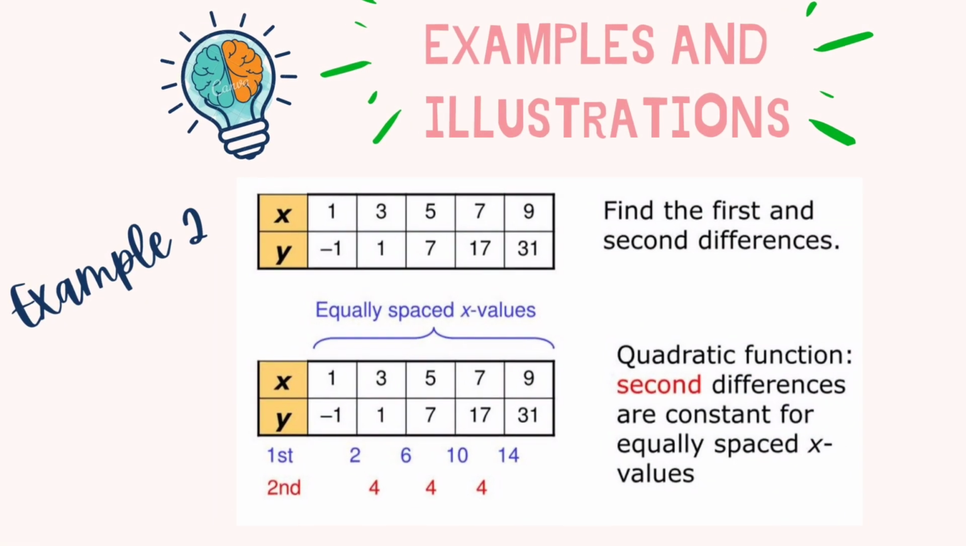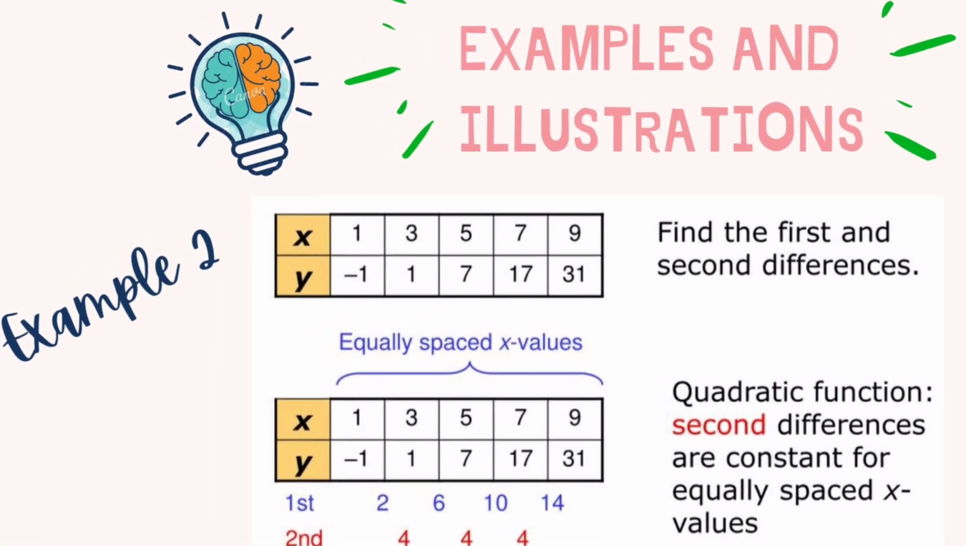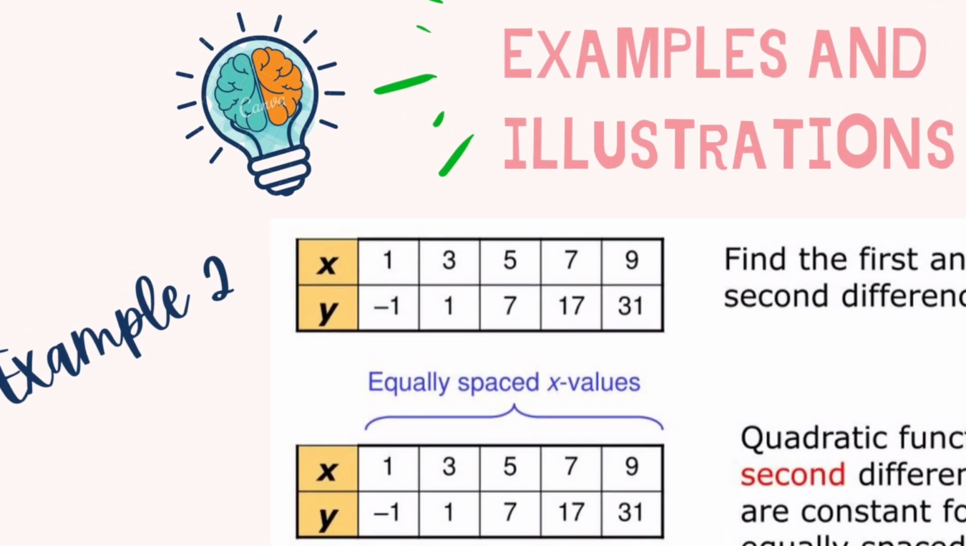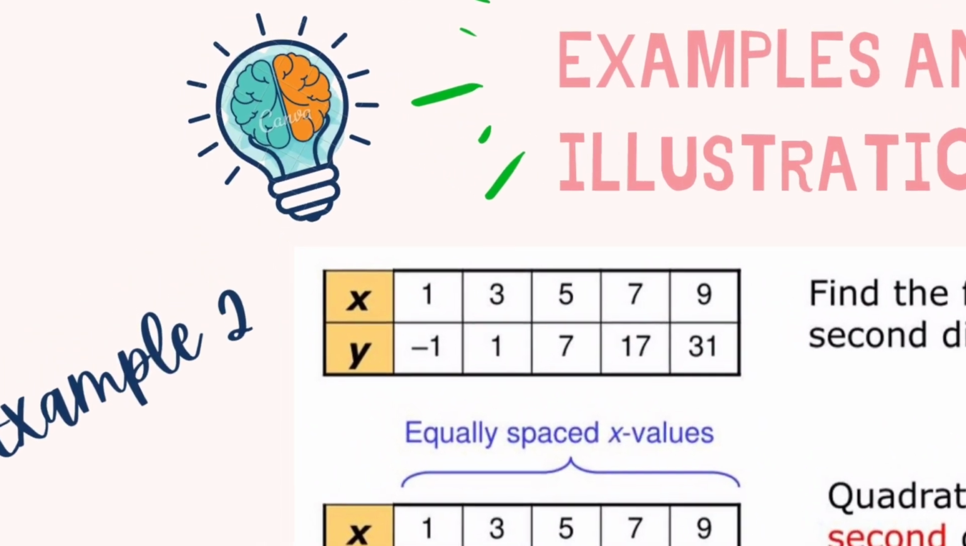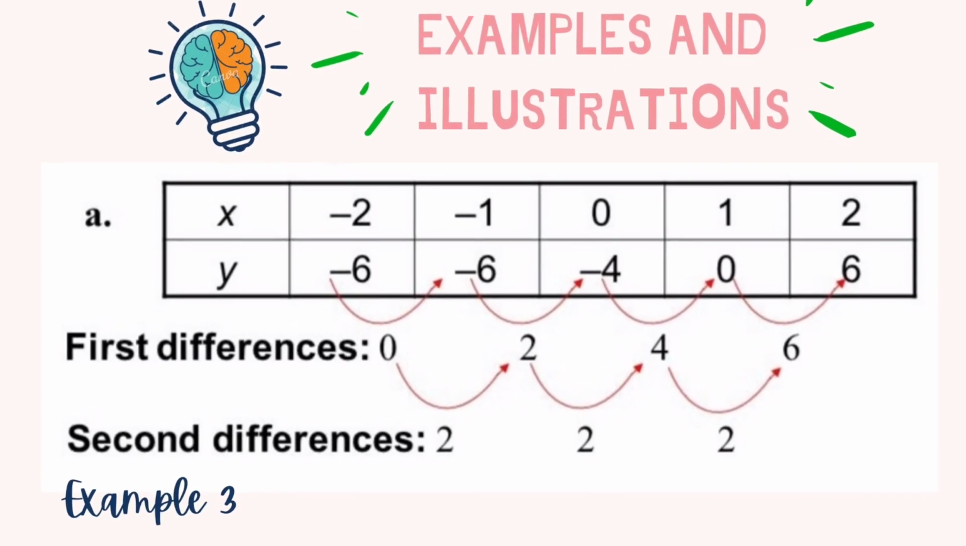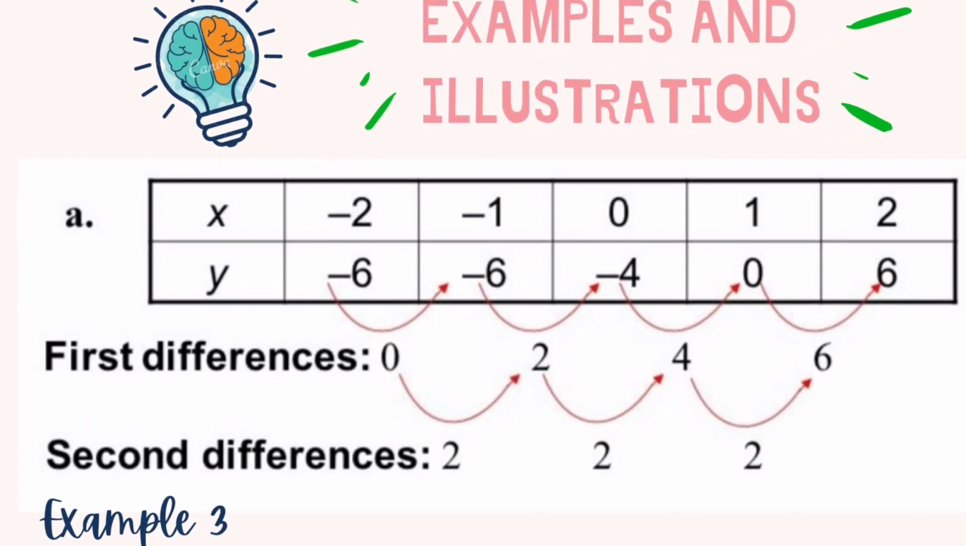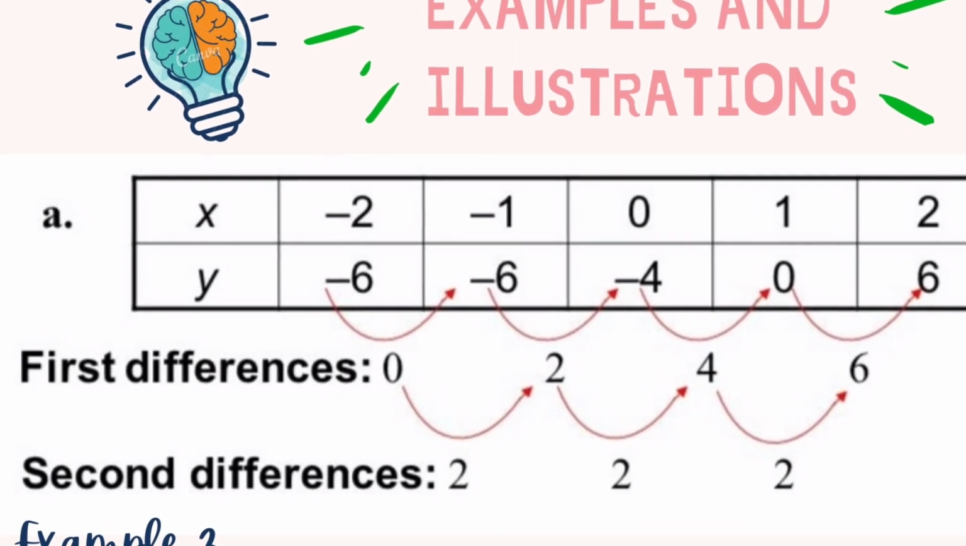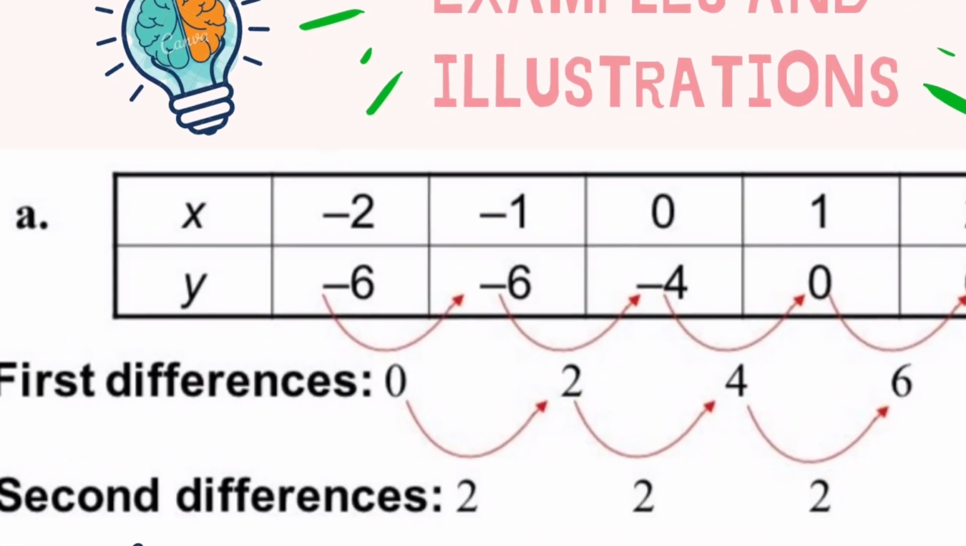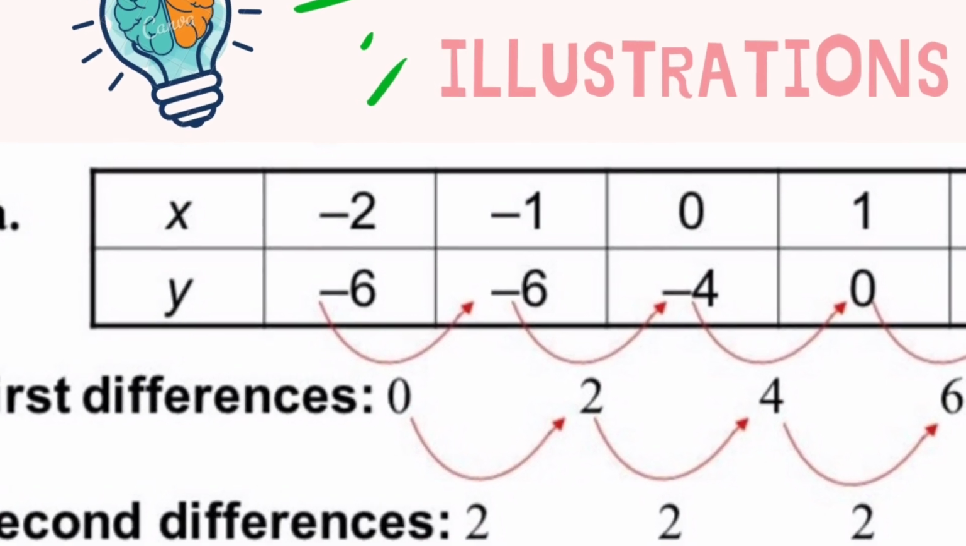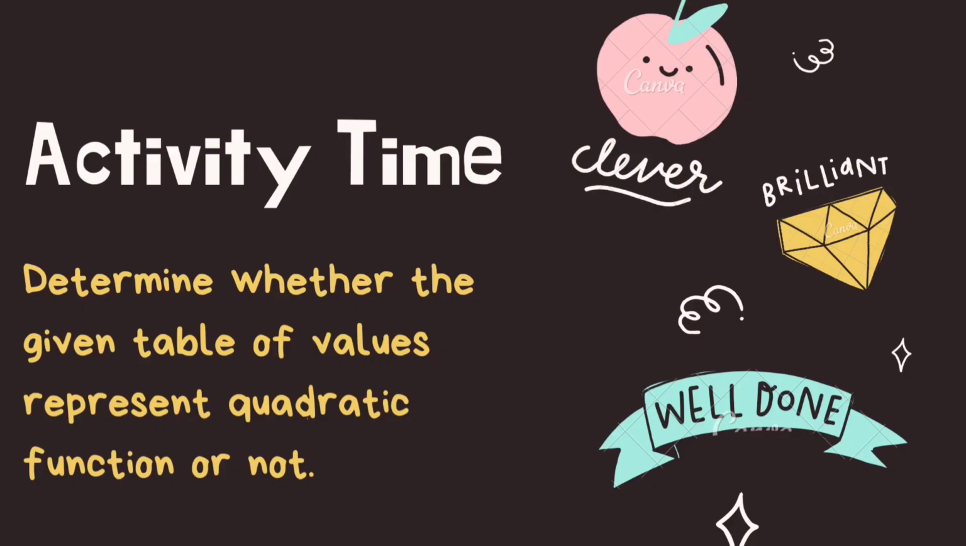The following examples are tables of values that represent a quadratic function. Now, let us check your understanding about the concept. Determine whether the given tables of values represent a quadratic function or not.